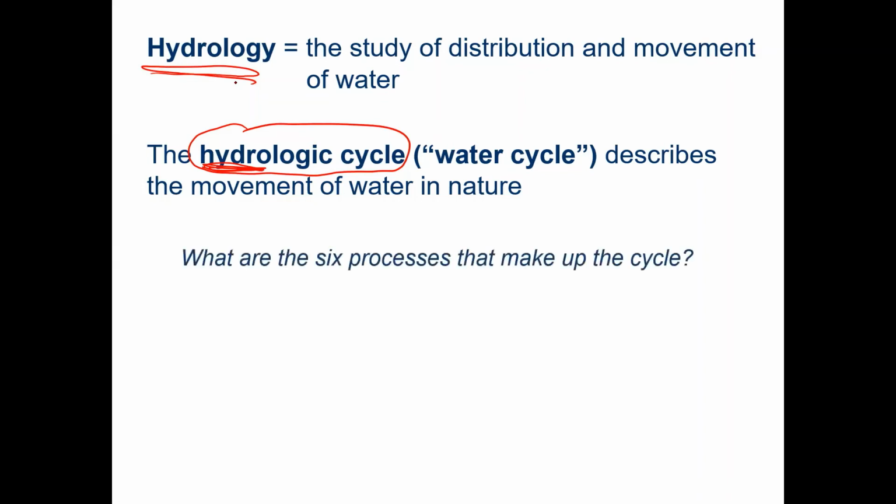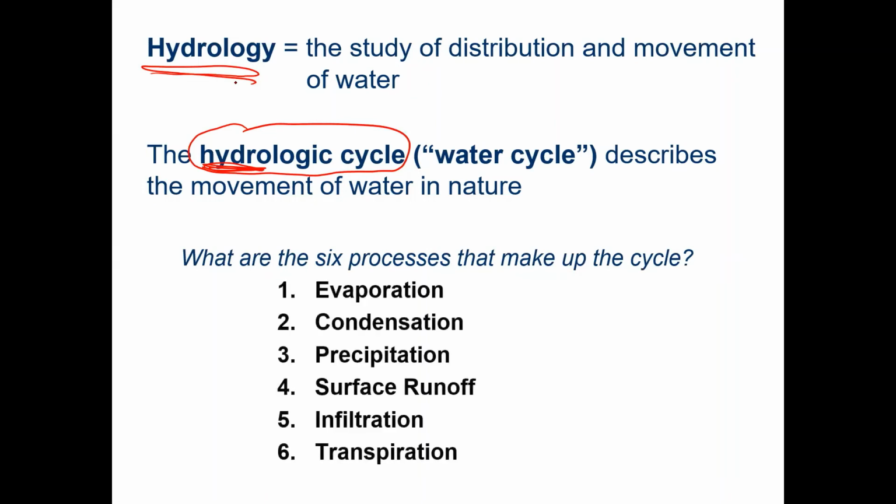So hopefully people remember the water cycle. I'm going to review it kind of quickly here. You remember the 6 processes that make up the water cycle? Most people can remember about 4, has been my experience. So here they are: evaporation, condensation, precipitation, surface runoff, infiltration, transpiration.